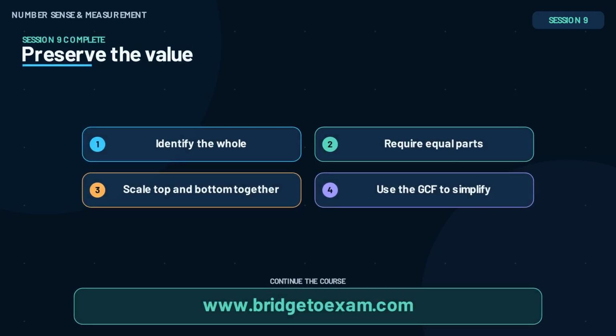Treat a fraction as a number built from equal unit parts. Identify the whole, scale numerator and denominator together for equivalent forms, and divide by the greatest common factor for efficient simplification. Verify that the value stays fixed.